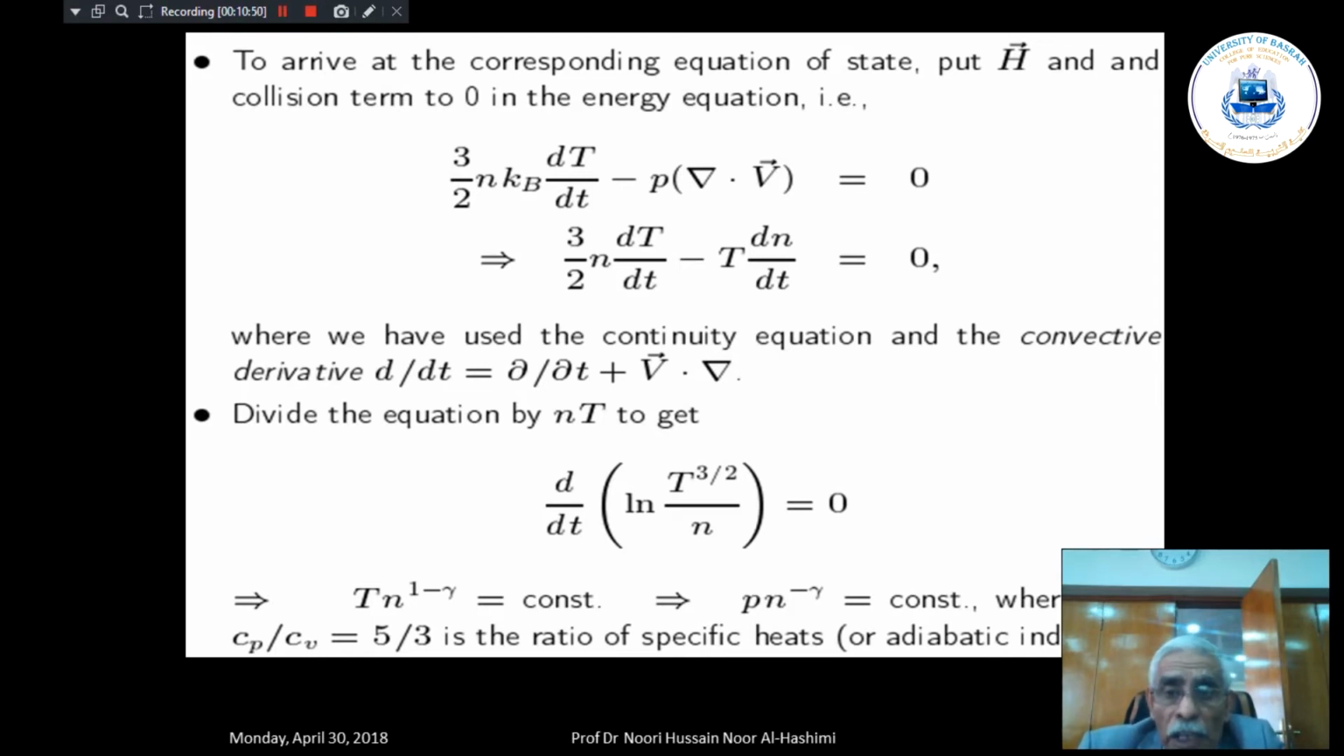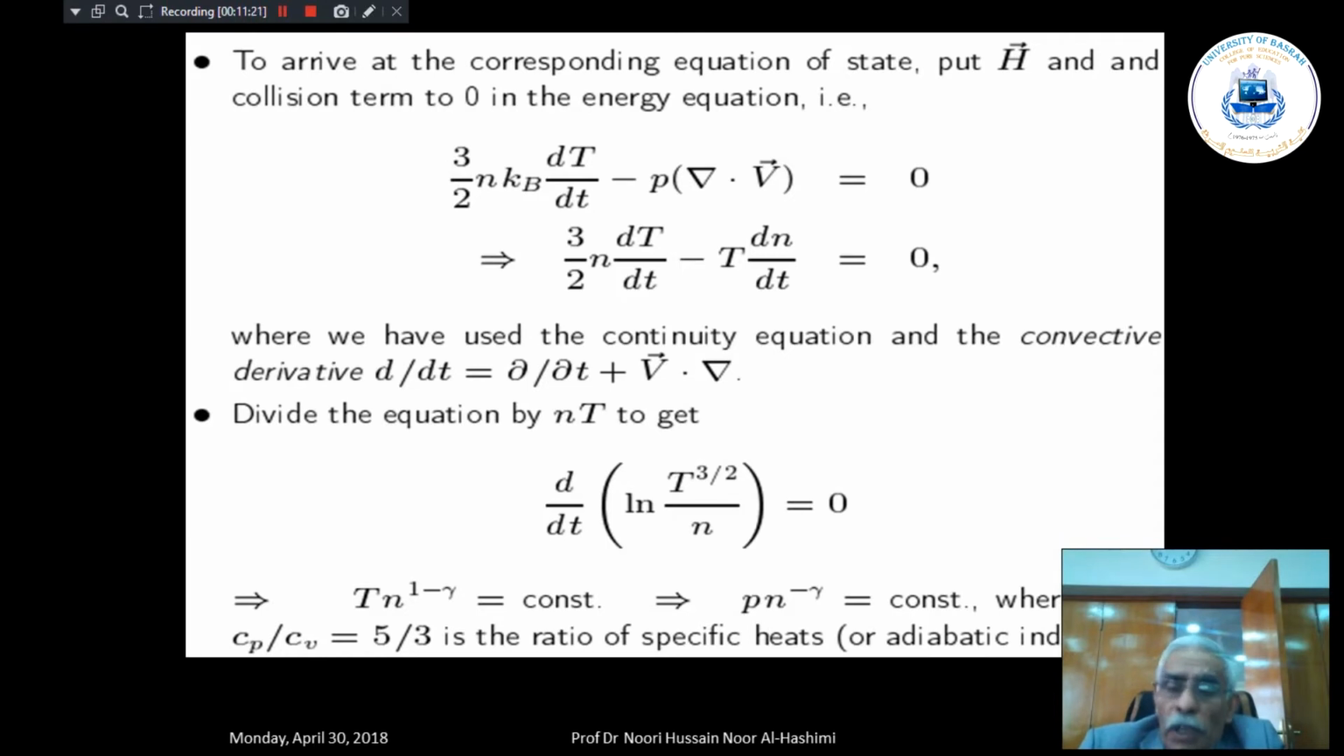equation and the convective derivative d/dt, the total derivative, equal to partial derivative with respect to t plus v dot del. Divide the equation by nT to get d/dt of ln T to the 3/2 over n equals 0.